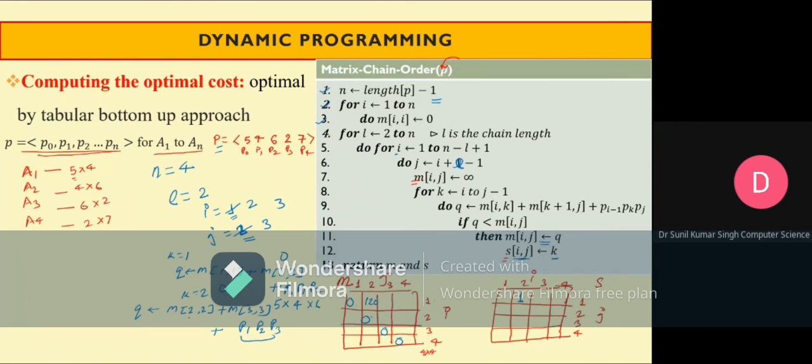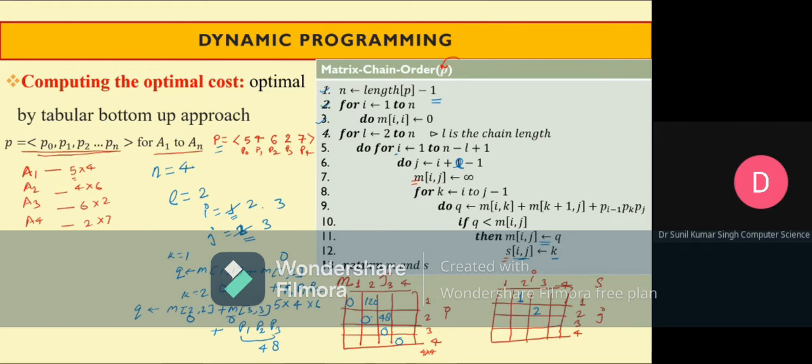So it will be P0, P1, P2, P3 into 4 into 6 into 2, that is going to be 48. Now look at here, what will be the value here? It will be 48. And what is the value of K? If you are going to update in Sij, here it will come 2, because the value of K is 2.